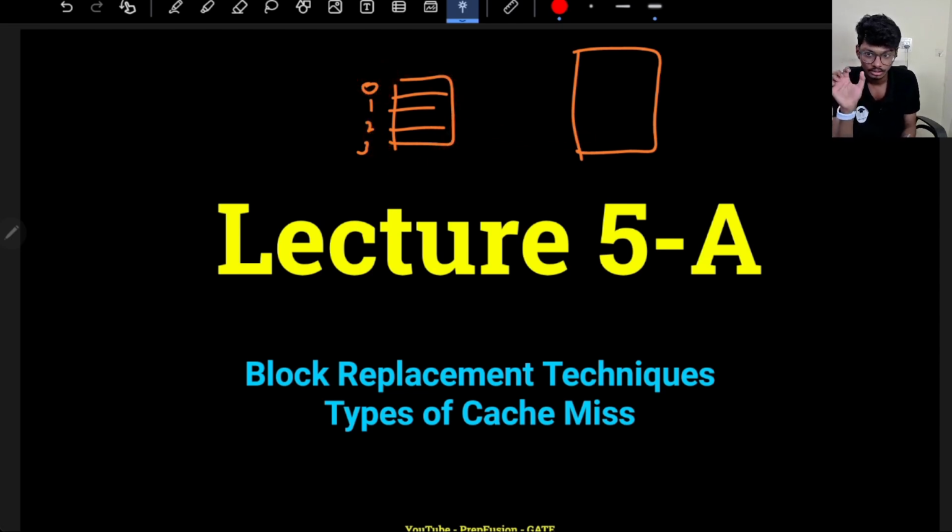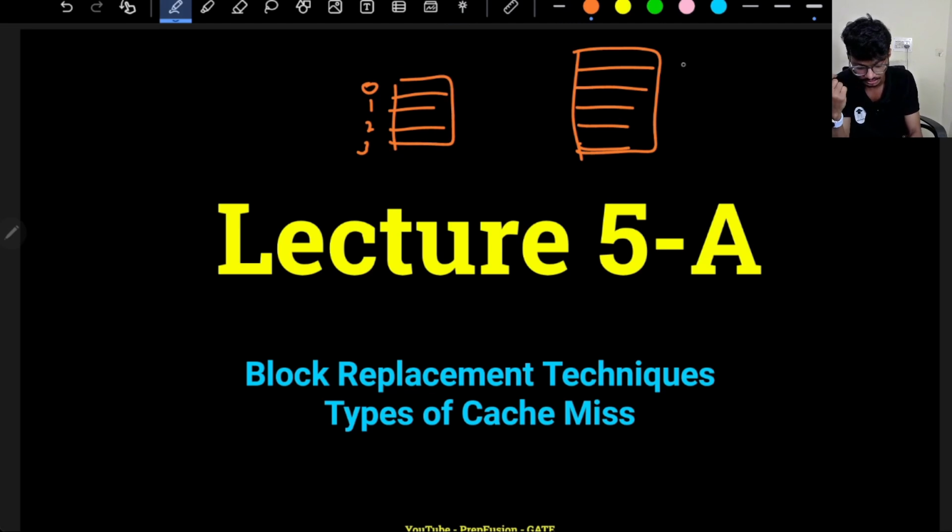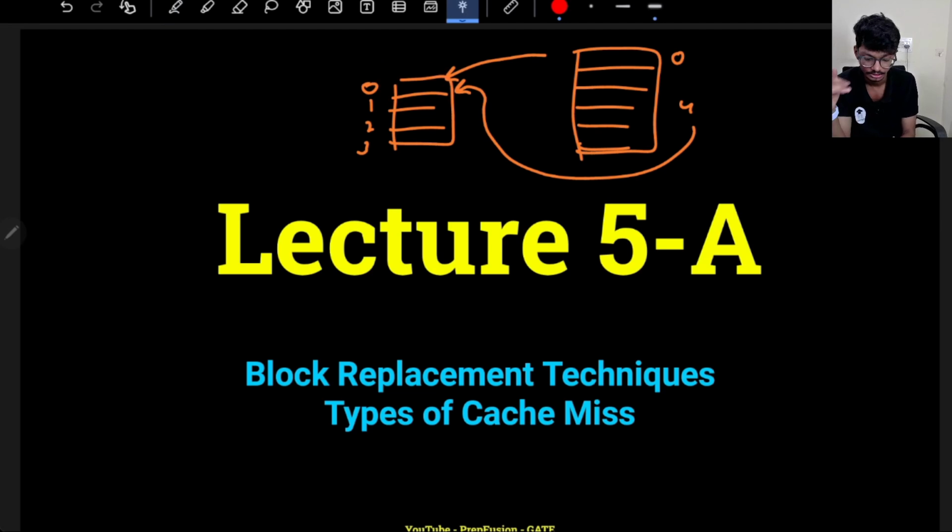But you also know that in direct mapping there is no option. Every block has a fixed block number in the cache memory. You will replace that block only. If it is direct mapping, there is no other option. Let's say I have 8 blocks here. Block 0 will go to block 0. Again, block 4 will go to block 0 only. There is no other option, right? I have to replace block 0 only. There is no other option in direct map.